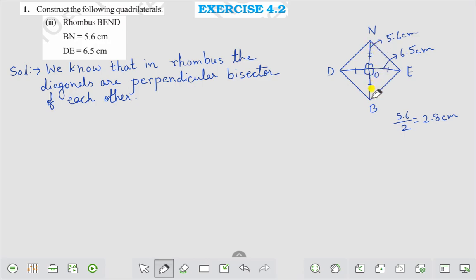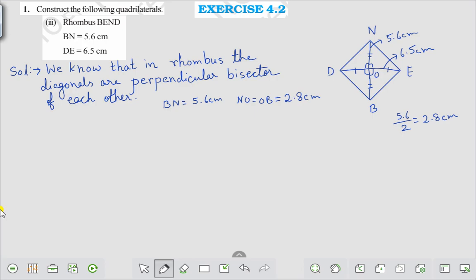Right? Here you see BN is given as 5.6 cm. If we take this point as O, then NO is equal to OB, and that is equal to 5.6 by 2, that is 2.8 cm. Because you know that in a rhombus the diagonals are perpendicular bisectors of each other, 90 degrees, and also half of that. This is equal to this one and DO is equal to OE.